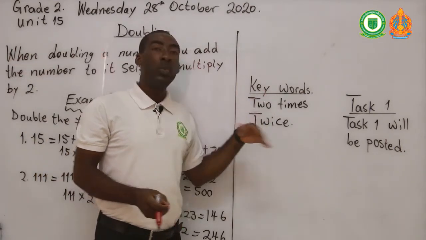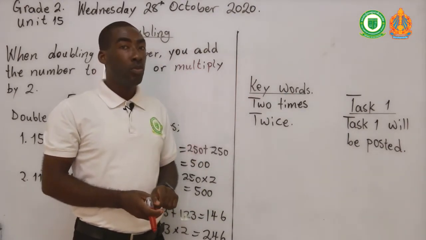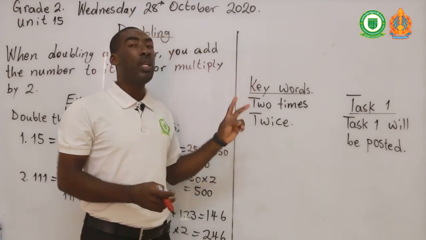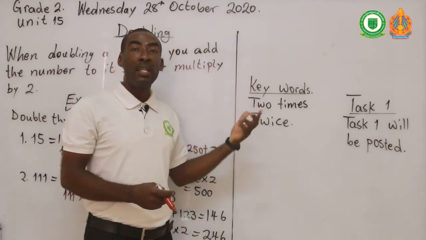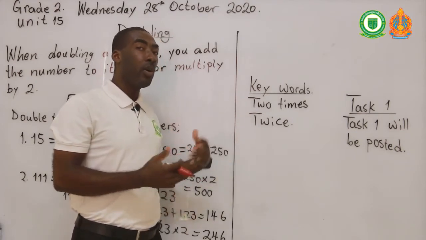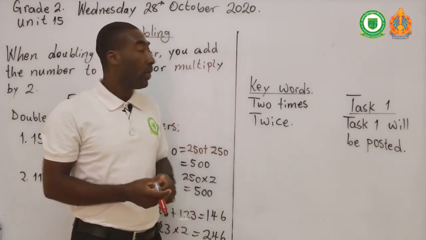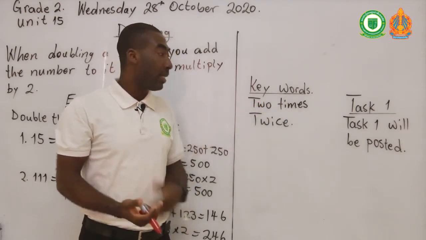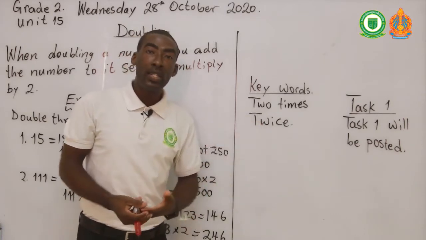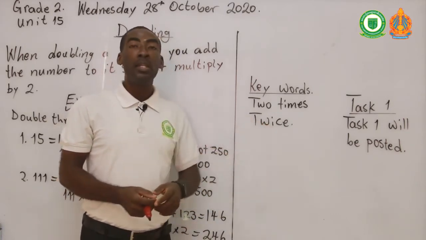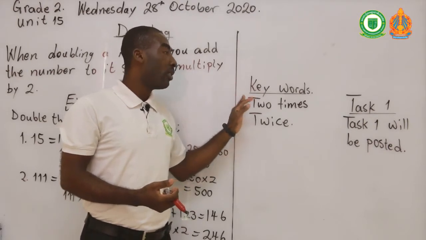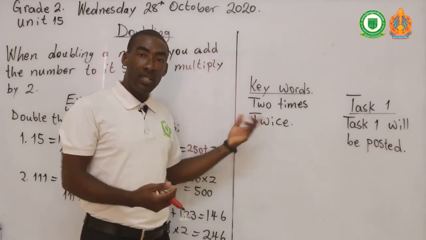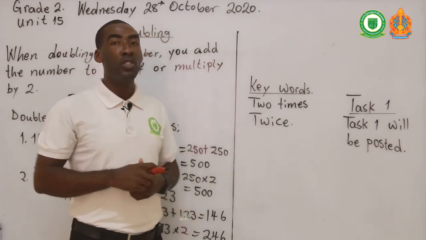Sometimes there are 2 other words that could be used to also mean double that you need to know. So these are 2 key words that we're going to add to our understanding of double. If we are making 2 times of what we have, that means we are doubling it. If you also make twice of what you have, it also means double. So please don't forget that 2 times of what you have, you are doubling. Twice of what you have, you are also doubling.